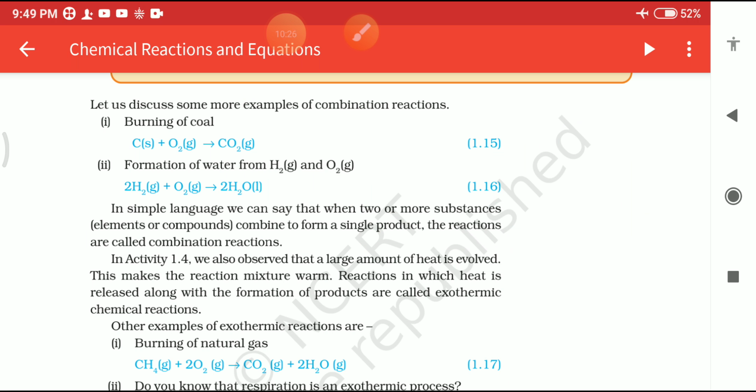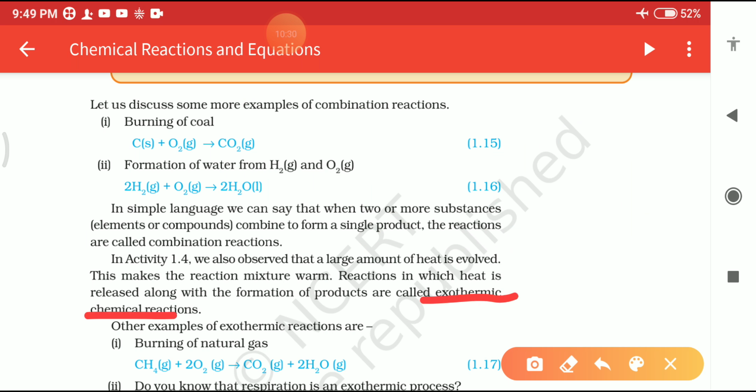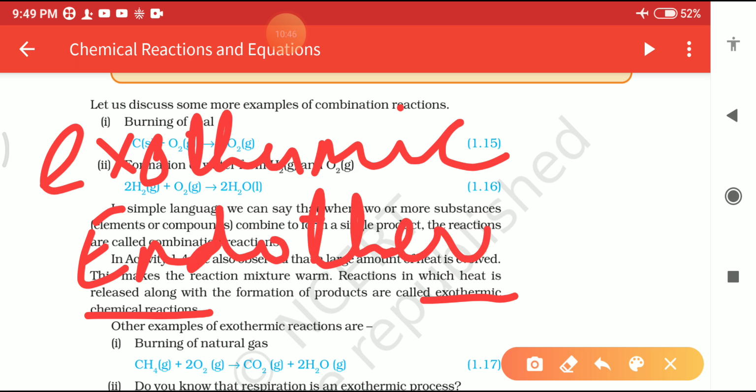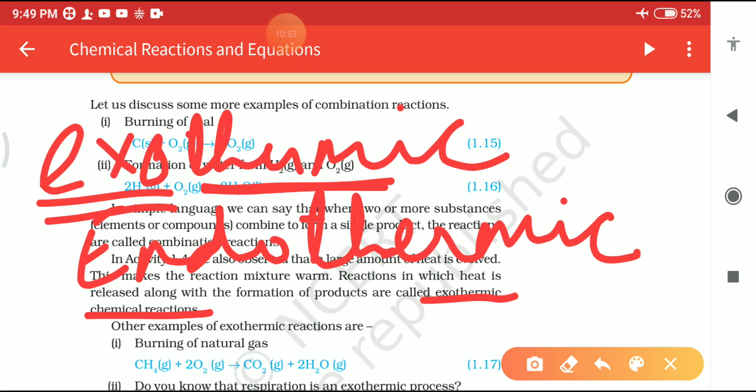Now students, see here, exothermic chemical reaction. In the reaction, we can use two words here. The first one is exothermic, and another is endothermic. Exo means outside, therm means heat.